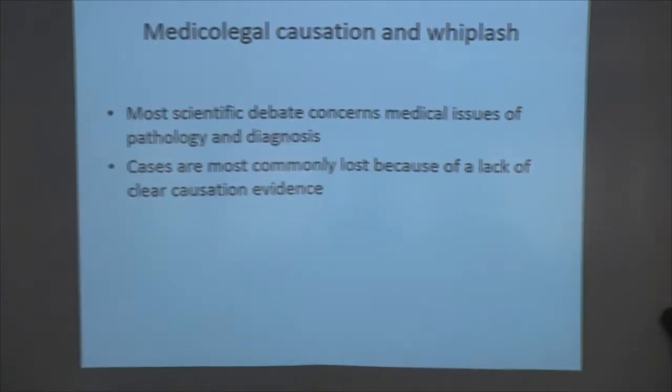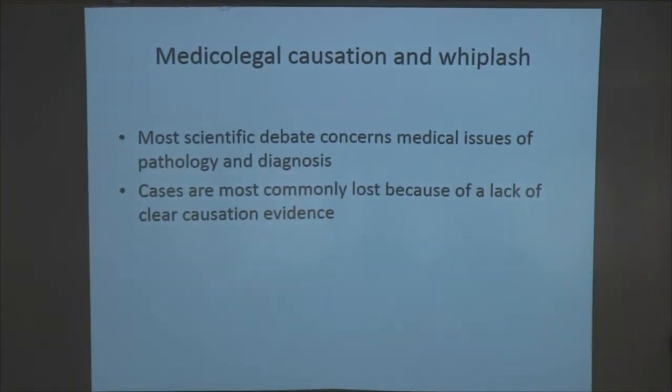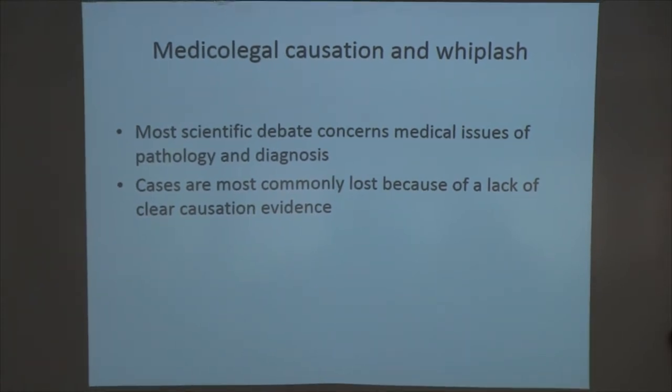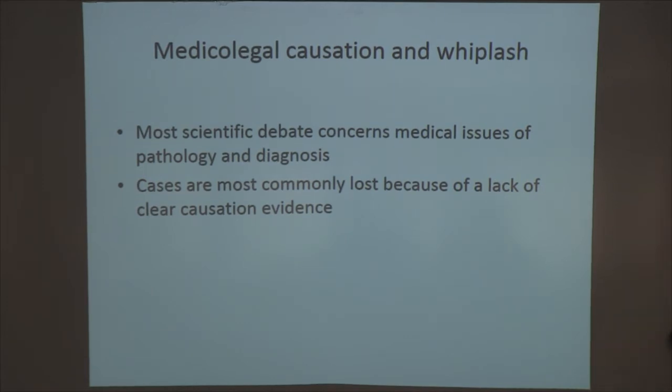And a fundamental aspect of that has to do with causality and causation. So when we talk about the debates, that has to do with pathology and diagnosis. But in my observation, cases are typically lost because of an issue with causation. I mean, you can get into, we think that the injury was this and we think the injury was that. And sometimes the court just says, we don't know what the injury is, so we're not going to say there's any injury. As soon as you inject confusion and uncertainty, then the person trying to establish the injury begins to lose.